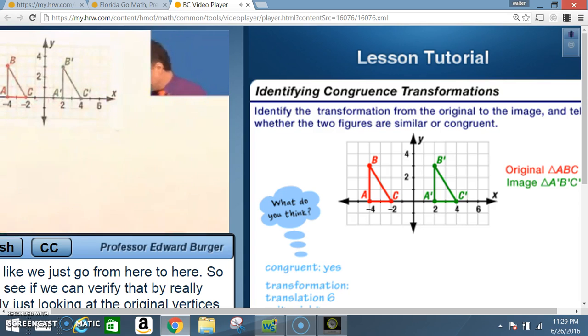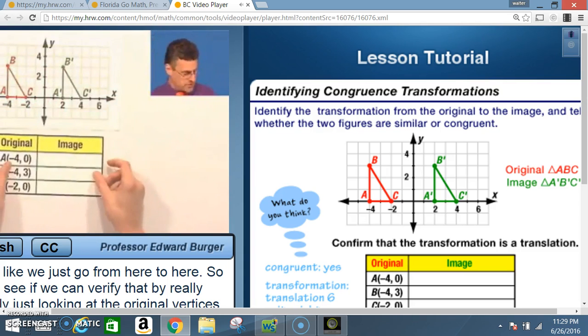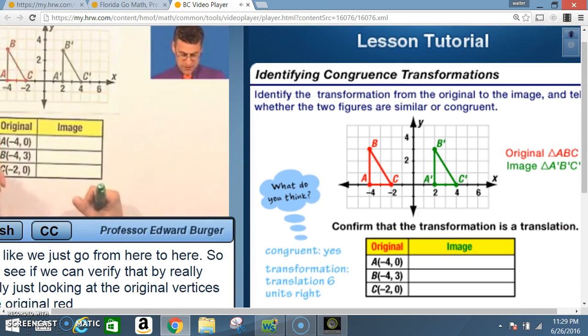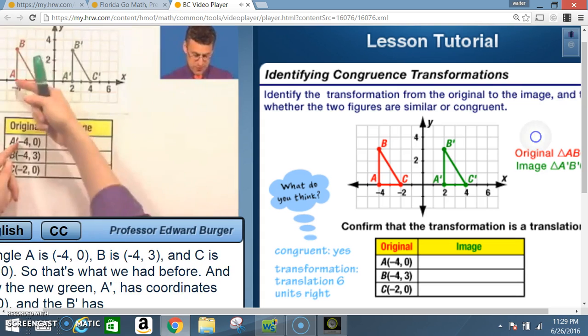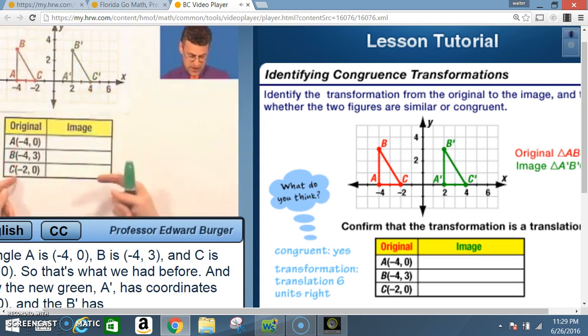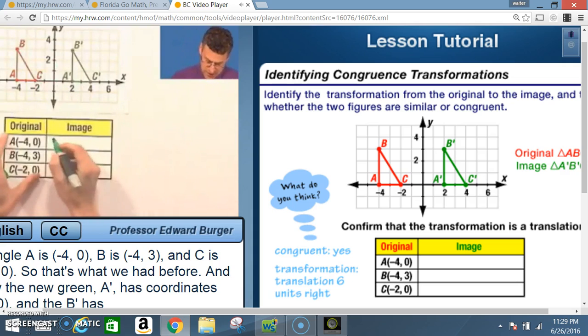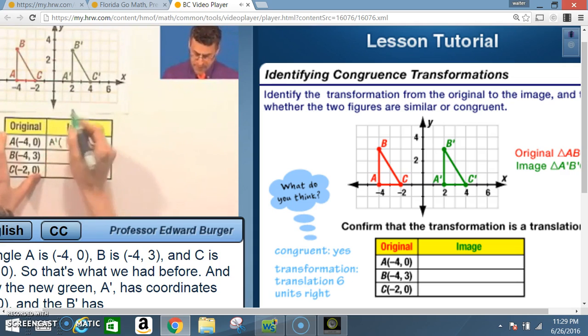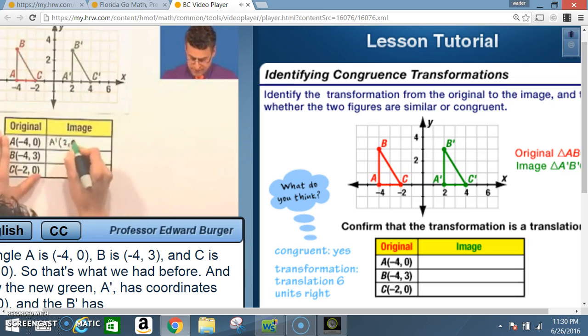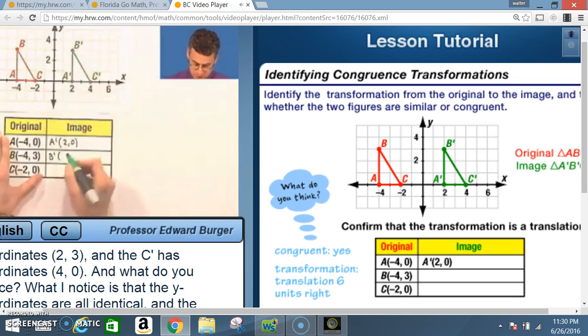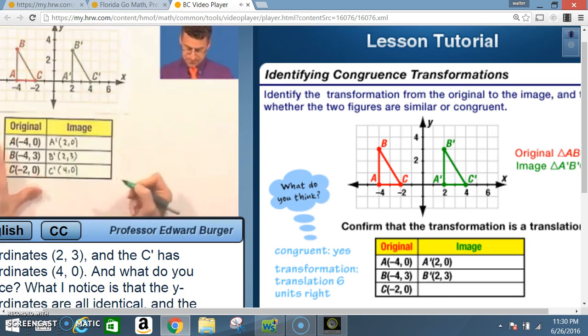So let's see if we can verify that by really quickly looking at the vertices of the original red triangle. A is negative 4, 0, B is negative 4, 3, and C is negative 2, 0. So that's what we had before. And now the new green A prime has coordinates 2, 0, and B prime has coordinates 2, 3, and C prime has coordinates 4, 0.